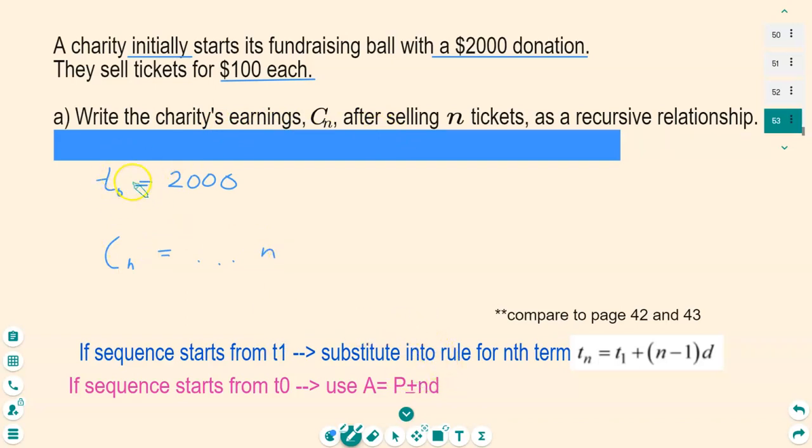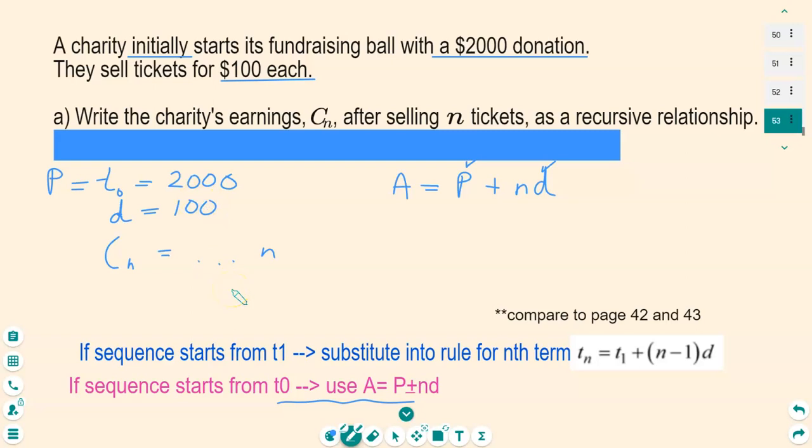Now we have a T0 value, so I'm just going to use this formula. Let's write it over here. And there we need to think whether we're plus or minusing. It is going to be plussing because we're raising funds. So we're making money. We're not losing anything, we're making money. So A equals P plus ND. And so I always just put P is there. And we need that common difference. D is 100.